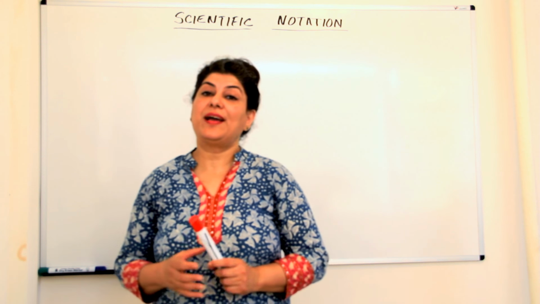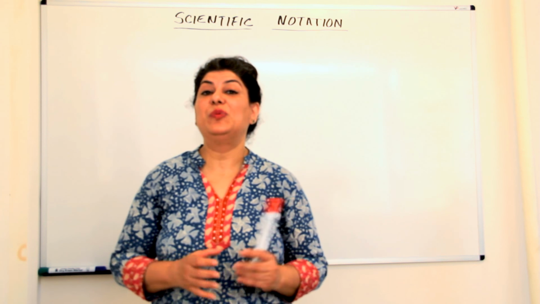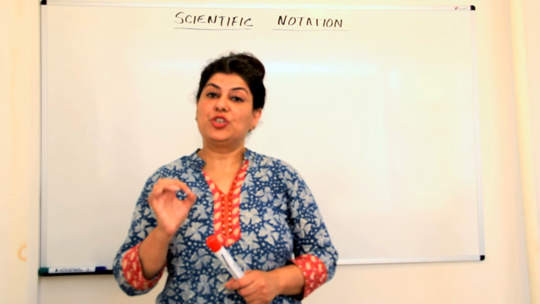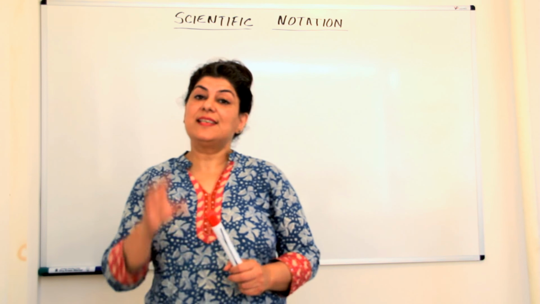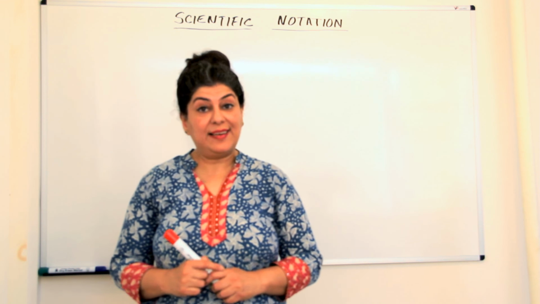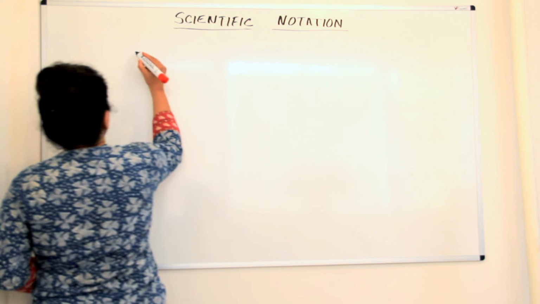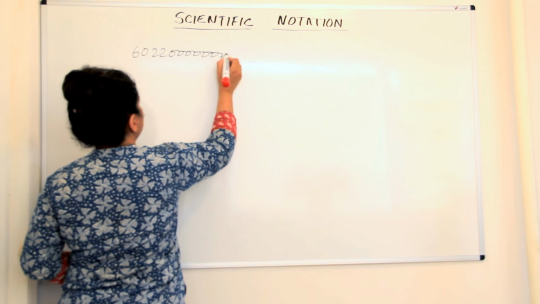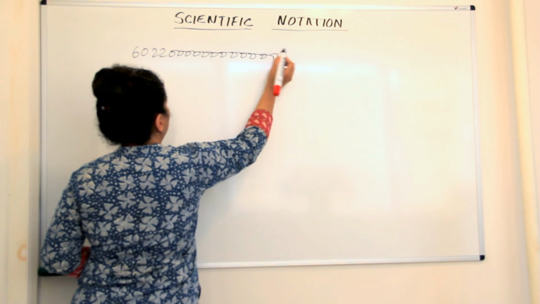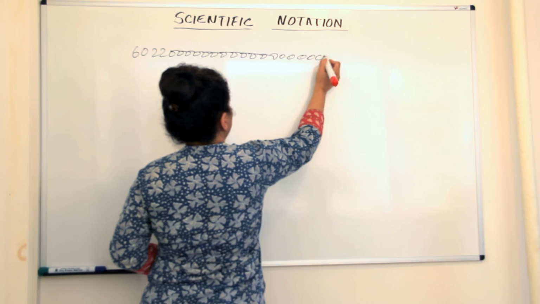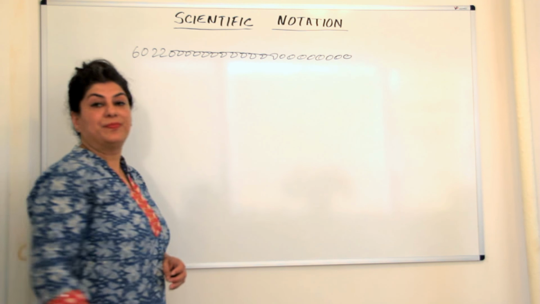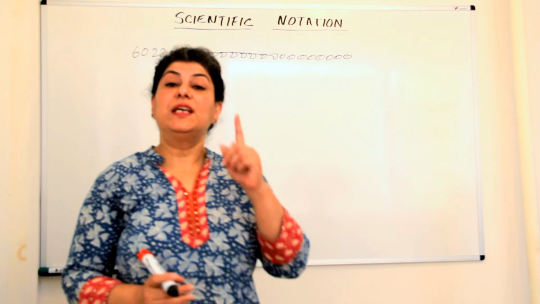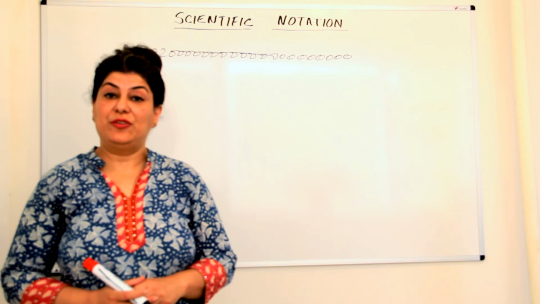Let me just give you an idea of the kind of numbers we deal with in chemistry. Just 2 grams of hydrogen, which is 1 mole of hydrogen, has a specific number of molecules, and that number is 6.022 followed by 20 zeros. That's such a large number of molecules of hydrogen in just 2 grams of hydrogen.